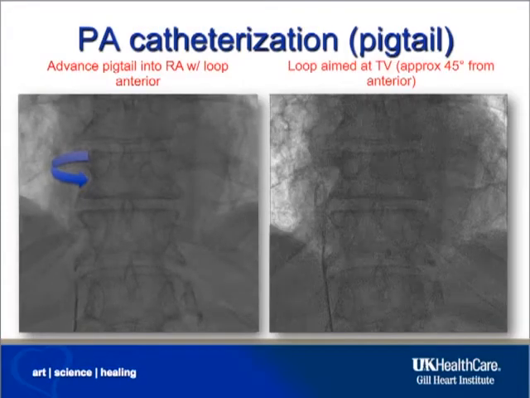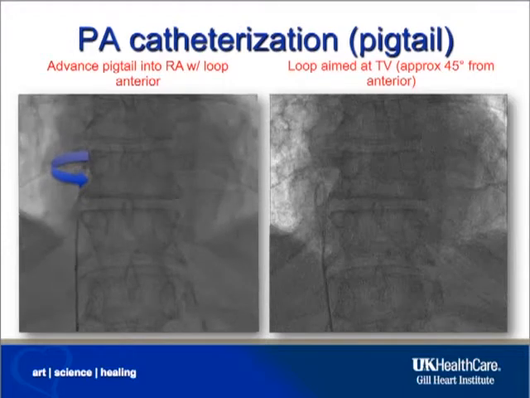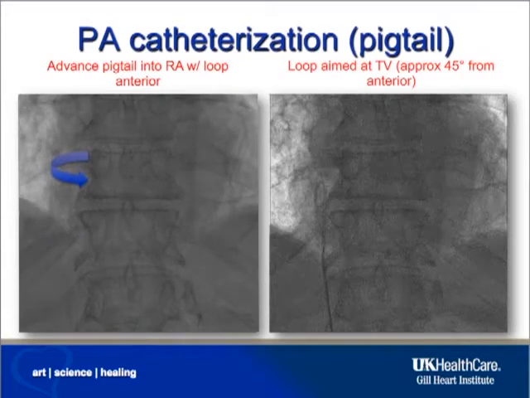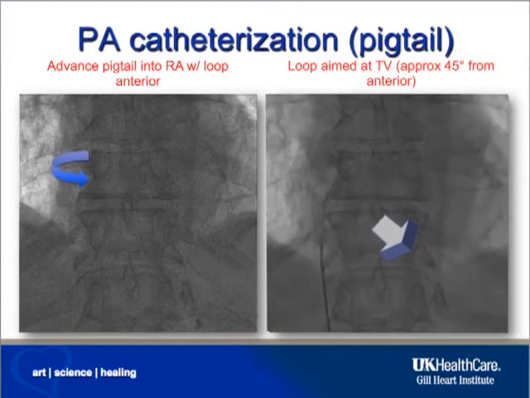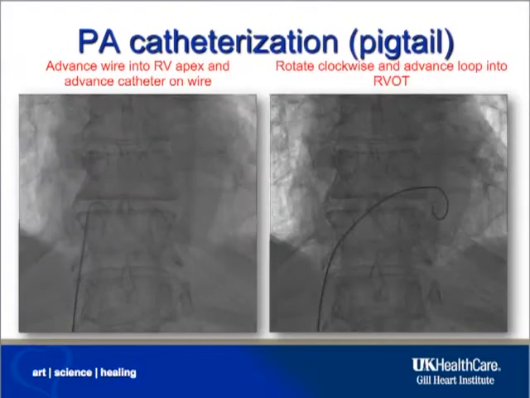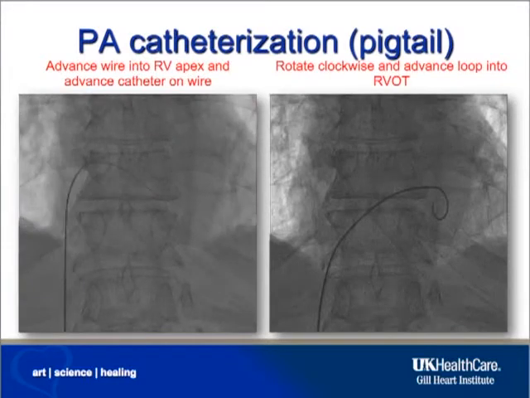As we can see in the left image, the pigtail catheter is advanced through the inferior vena cava up into the right atrium. The pigtail is rotated anteriorly within the right atrium of the heart. The image on the right shows the catheter being rotated in a clockwise direction, approximately 45 degrees from the anterior aspect of the right atrium toward the right ventricle. With the pigtail catheter low in the right atrium, the pigtail is directed toward the right ventricle.